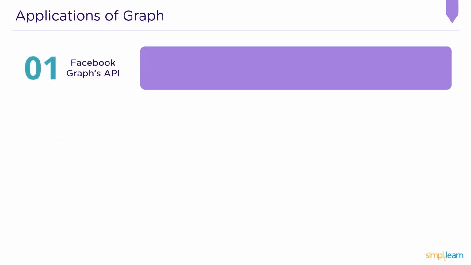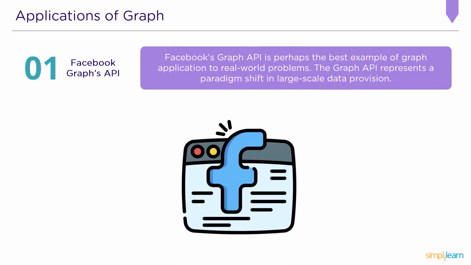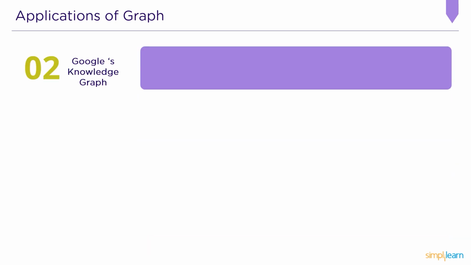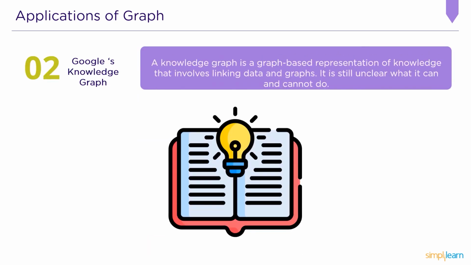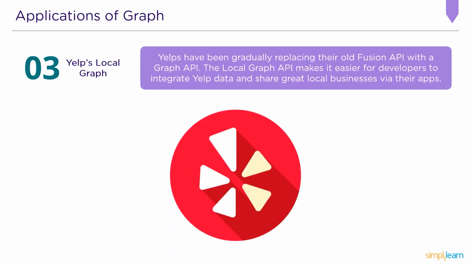Facebook Graph API is perhaps the best example of graph applications in real-world problems. The Graph API represents a paradigm shift in large-scale data provision. Next, we have a knowledge graph, a graph-based representation of knowledge that involves linking data and graphs. It is still unclear what it can and cannot do. After that, Yelp gradually replaced the older Fusion API with Graph API. The Local Graph API makes it easier for developers to integrate Yelp data and share great local businesses via their apps.